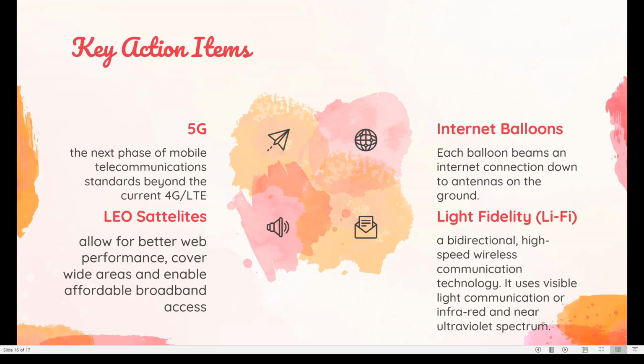Now the next one is internet balloons, wherein these are sent up 20 kilometers into the stratosphere. Specific software moves them up or down to find the right winds to direct them into position. Each balloon beams an internet connection down to the antennas on the ground. So this is actually called the Project Loon, and it is a network of solar powered balloons transmitting internet signals to ground station homes using LTE technology.